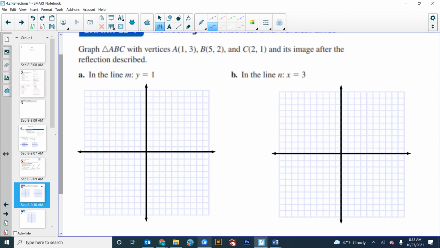This is the language that I wasn't really loving when I read it for the first time. So triangle ABC and its image after the reflection described. It says in the line M, y equals 1. Okay.